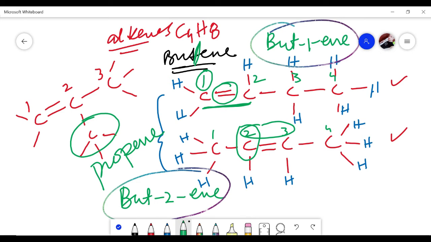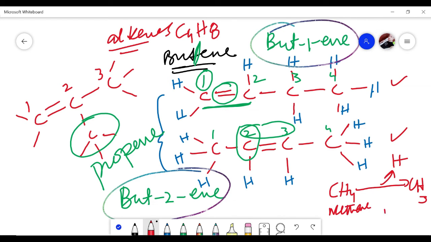Now, keep this in your mind: if an alkane loses one hydrogen, then the remaining part is called an alkyl group. For example, if methane loses one hydrogen, the remaining part is CH3. This is methane, and the remaining part is called methyl. How many hydrogens do you see? 3 hydrogens, so it is CH3. This is a methyl group.